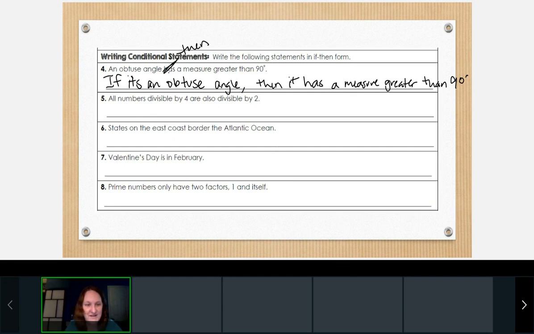All right, so looking at number 5, I want it to start with an if. So it's going to be if. Find your verb. All numbers divisible by 4 are also divisible by 2. Our verb there is are. Okay. Remember, a verb is like the action word or the doing word. So if, and we're not going to write all numbers. We'll say if the number is divisible by 4.